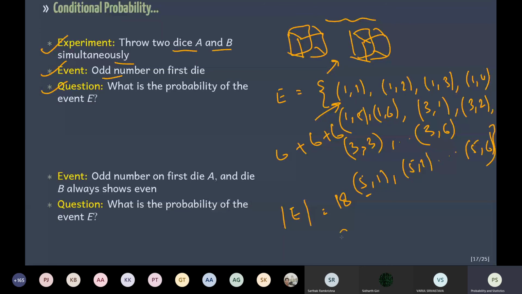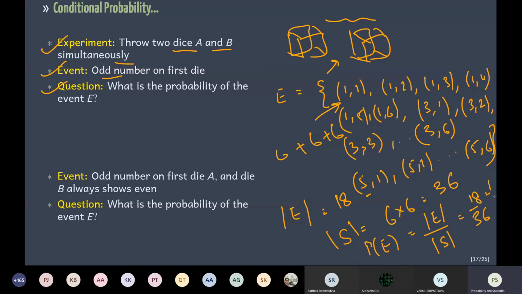And then what was there in the sample space? The sample space is 6 times 6, so it's 36. So the probability of the event is nothing but the cardinality of the event over the cardinality of the sample space. So this is 18 by 36, which is half. So that's the answer here. The probability of this event is half.